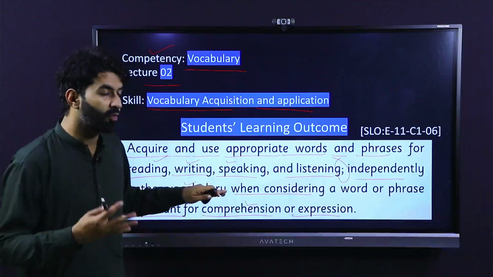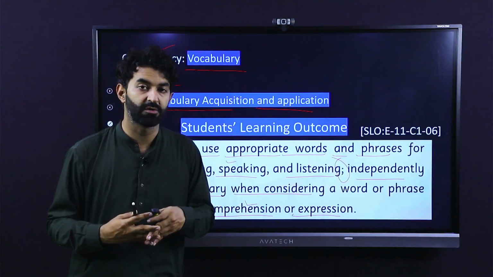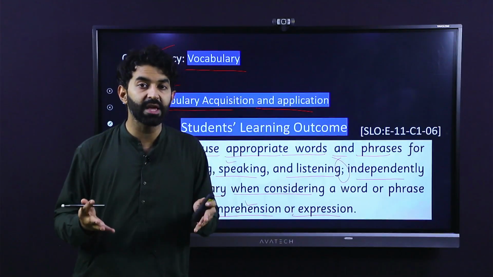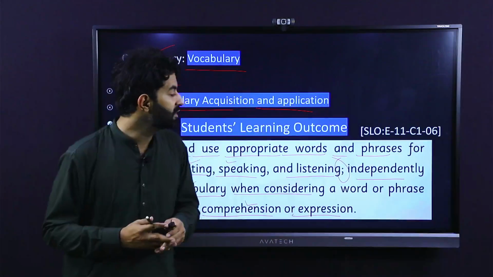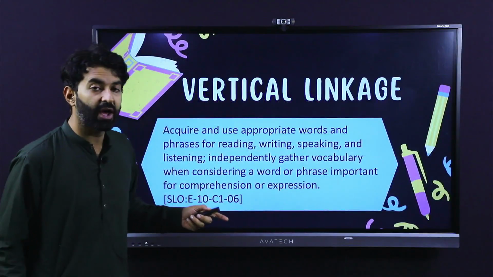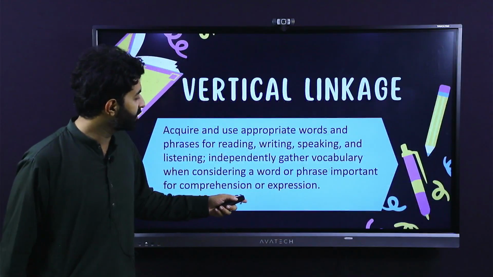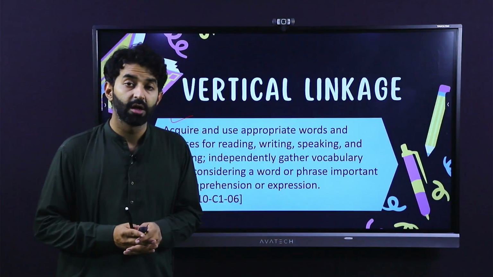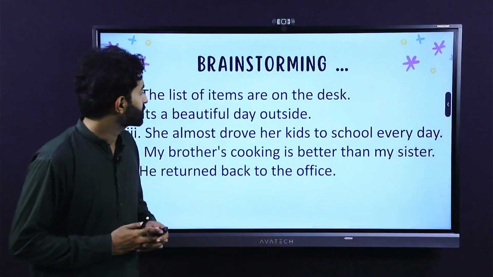It is about acquiring and using appropriate words and phrases. And in that, to avoid any ambiguities, mistakes, or errors, we need to see some common errors that you can find. Here is the vertical linkage of this SLO with the previous grade, grade 10. It is linked. So, moving on.